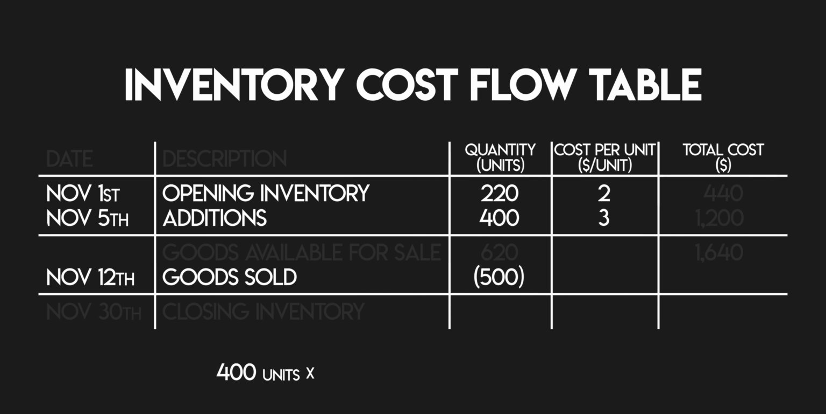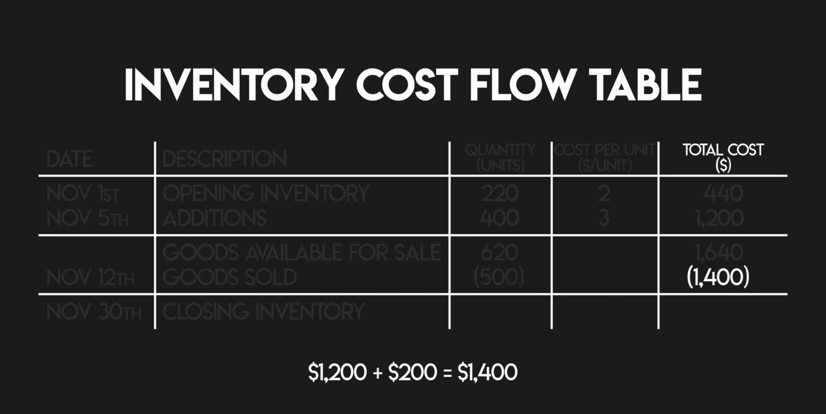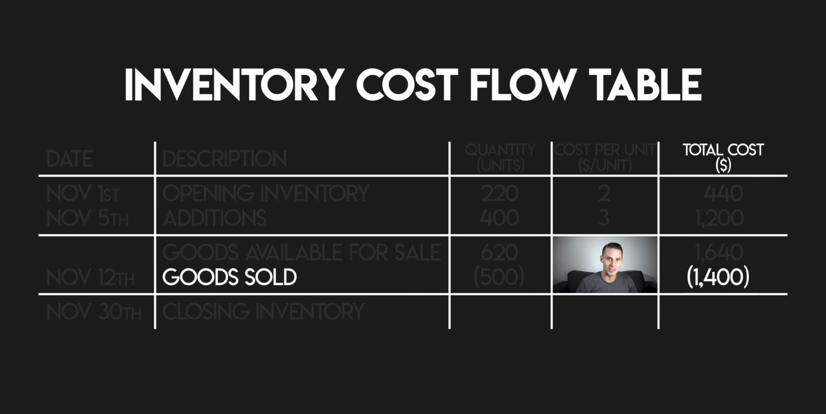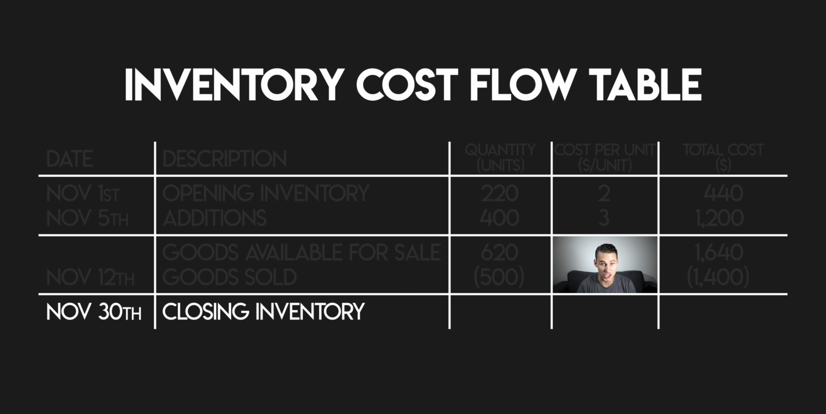400 units multiplied by $3 is $1,200. And 100 units multiplied by $2 is $200. 1,200 plus 200 is $1,400. This is your total cost of goods sold. Great, that's the tough bit out of the way. Now let's find out your closing inventory on November 30th. To do that, we need to take some totals.